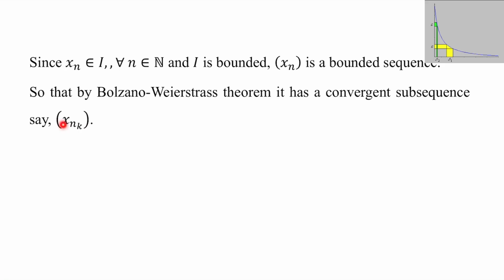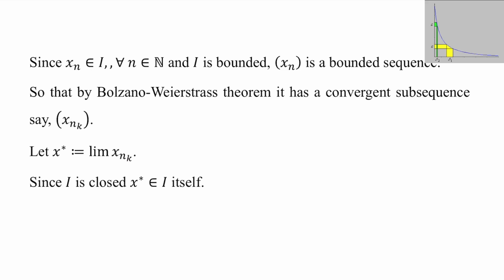Okay, so subsequence xnk is convergent means this has a limit. We will call it x upper star. So we let x upper star be equal to limit of xnk. Again, the set I is a closed set and every xn is in I, which means every xnk is in I. If every xnk is in I, the limit of xnk should also be in I itself since I is closed. So this means x upper star is an element of I itself.